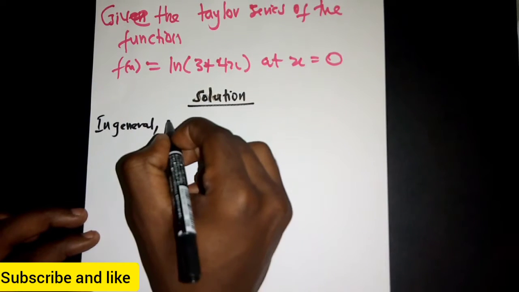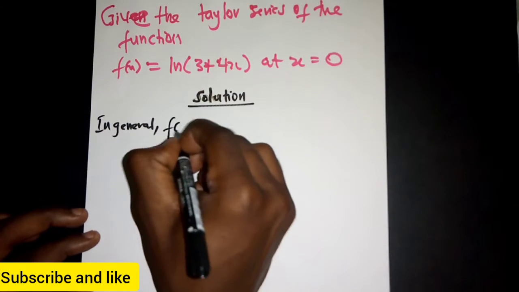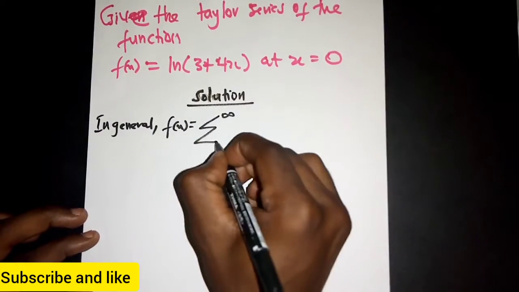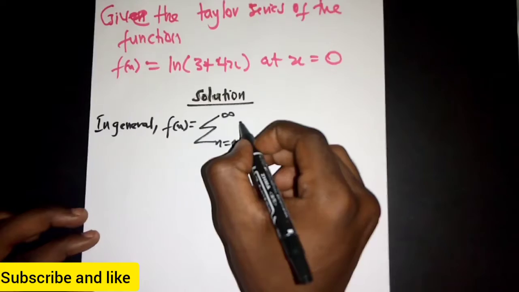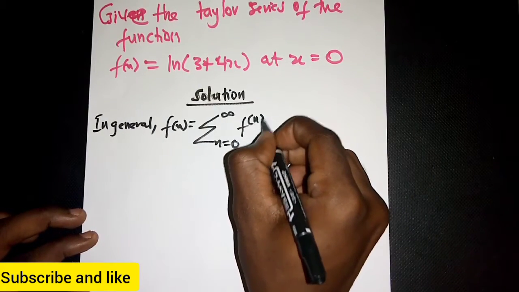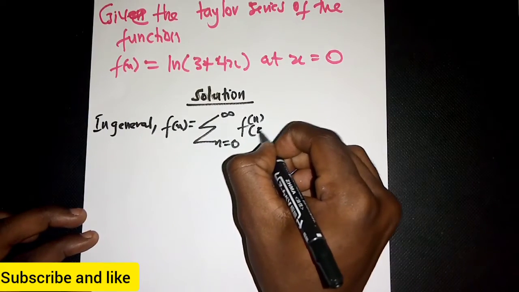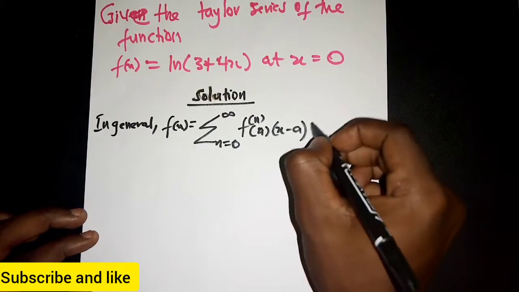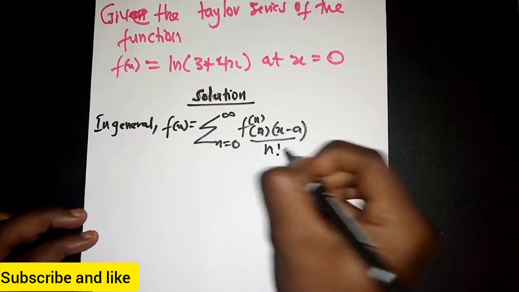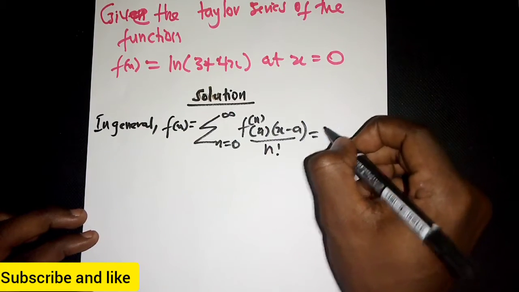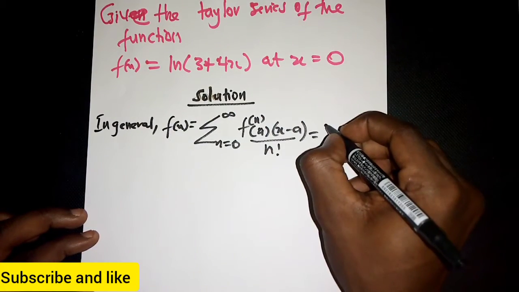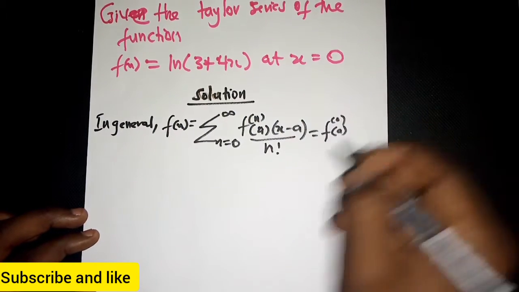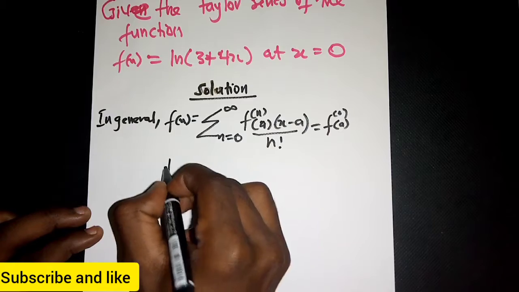the Taylor series is given by f of x equal to the summation, from n equal to 0 to infinity, of f to the n of a, times x minus a to the power n, over n factorial. So we start from when n is 0. When n is 0, we have f of a here, then to the power 0, then we can write out the rest of them.